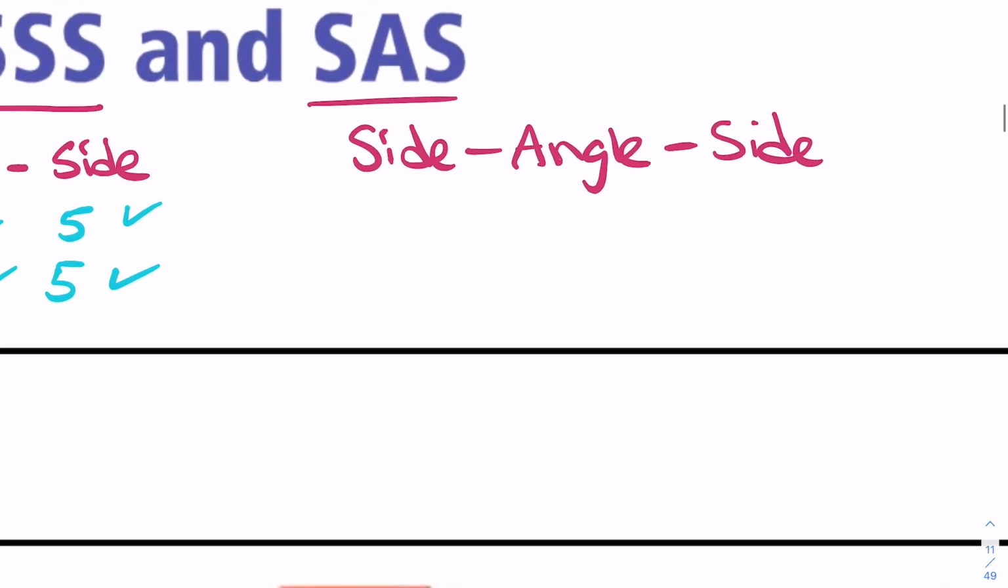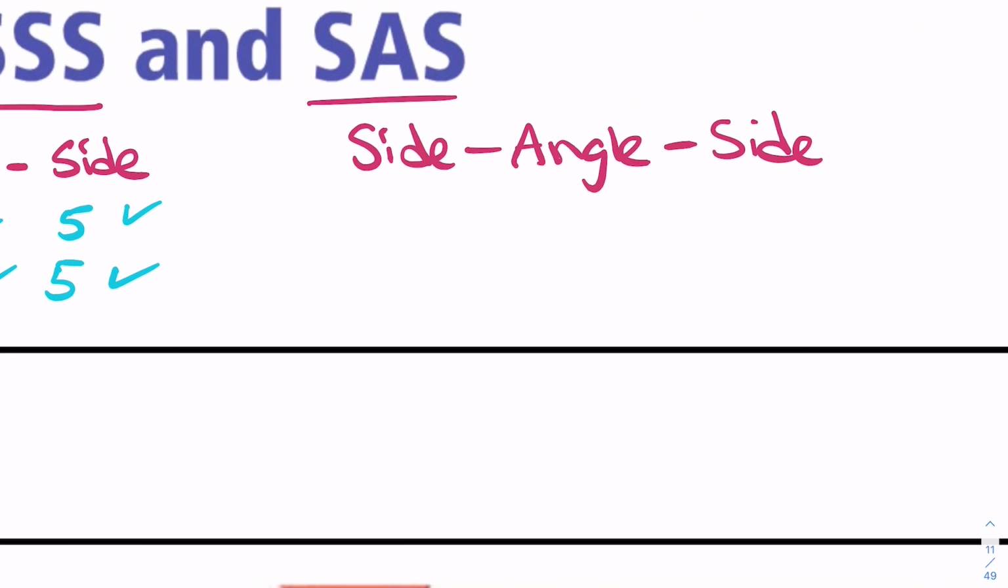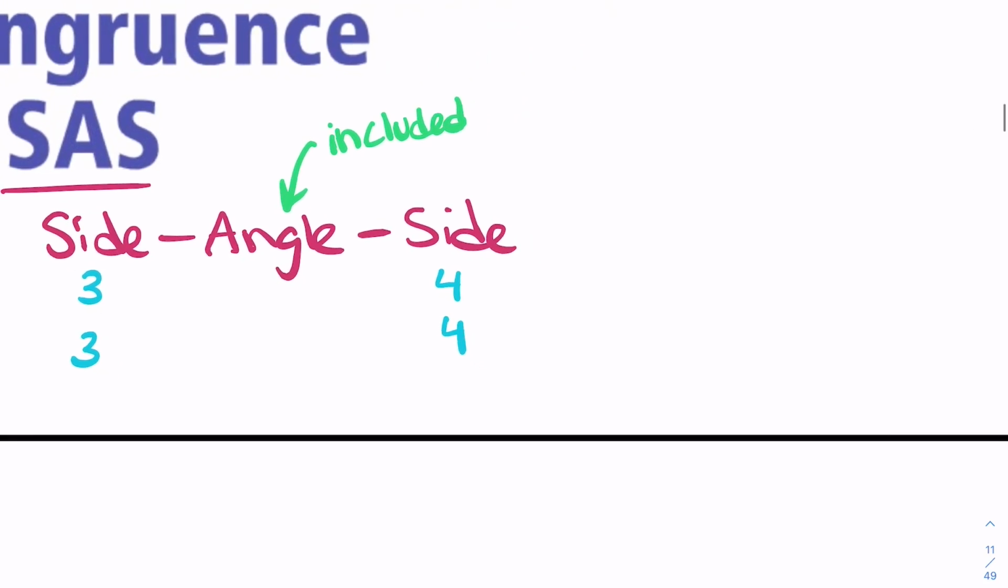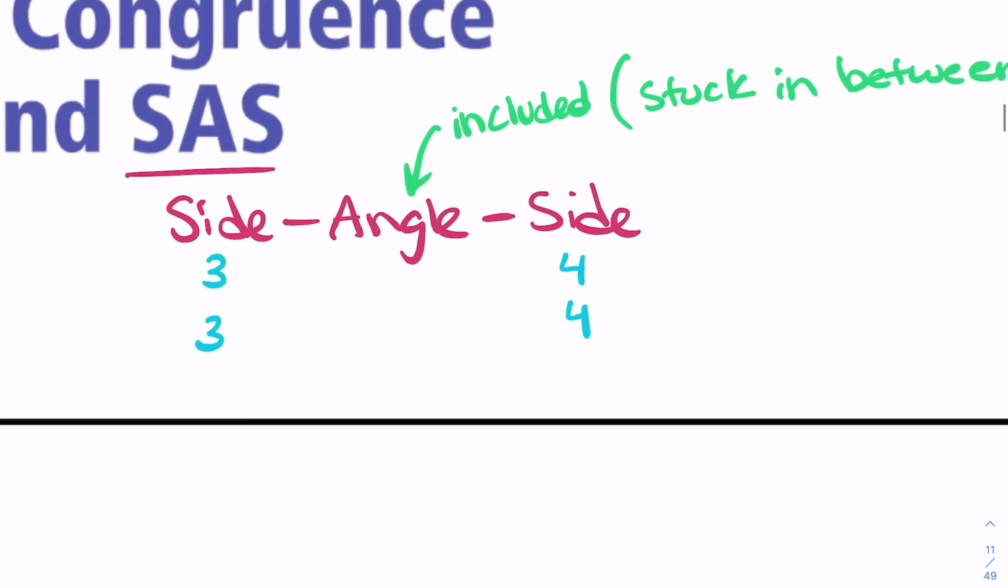And then here's my other one. Let's say I have a side that's 3 and a side that's 4, another side that's 3 and a side that's 4, and the angle between the 2 sides, this angle right here, is what we call included, which means stuck in between. It actually makes up the sides, okay?